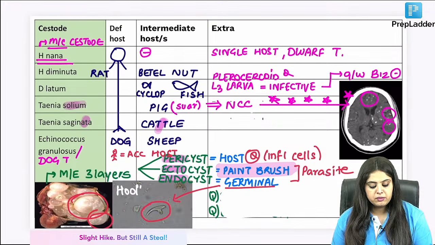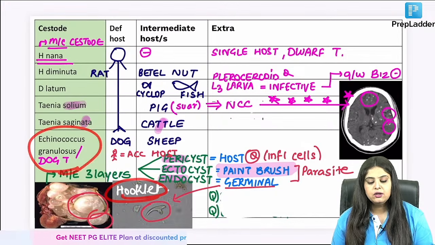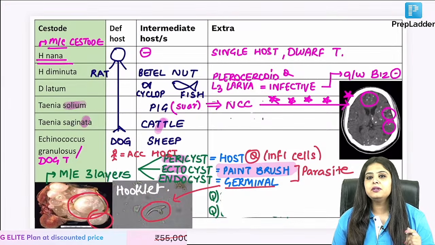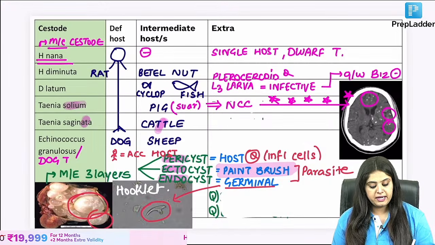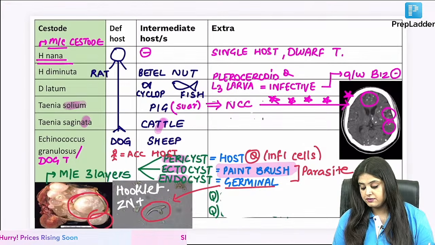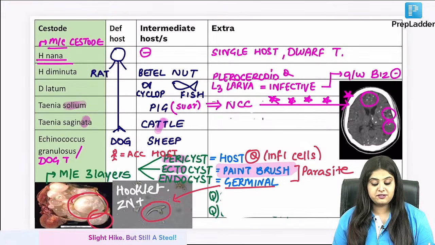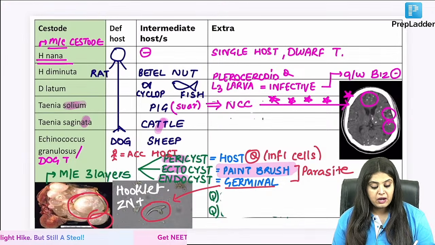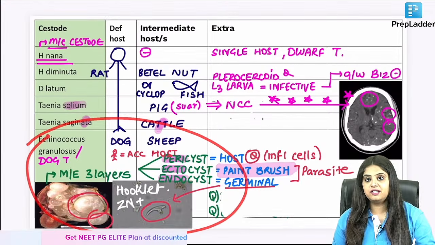I want to remind you of a mnemonic from yesterday: the hooklet of hydatid. Where did you read it? Remember a mnemonic? My nose is cold and hot. Hot was the hooklet of hydatid. This means the hooklet of hydatid is ZN stain positive. Very good, excellent. Acid fast. Everyone remembers, that's amazing.